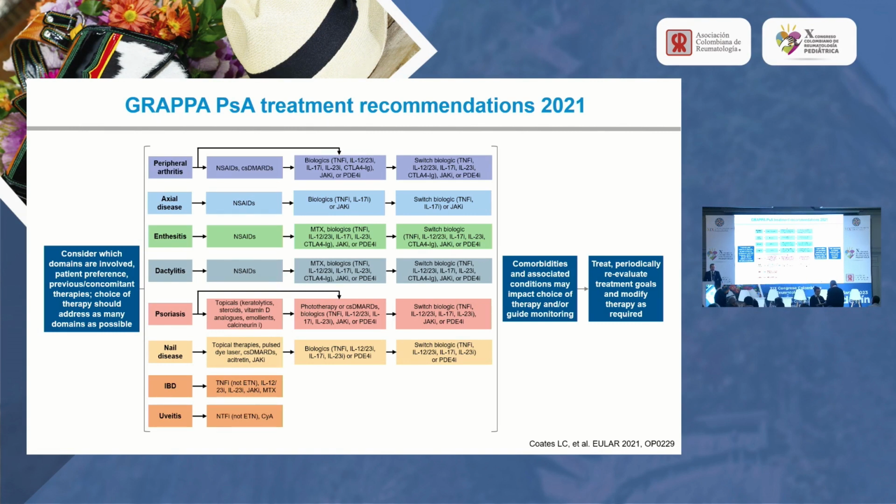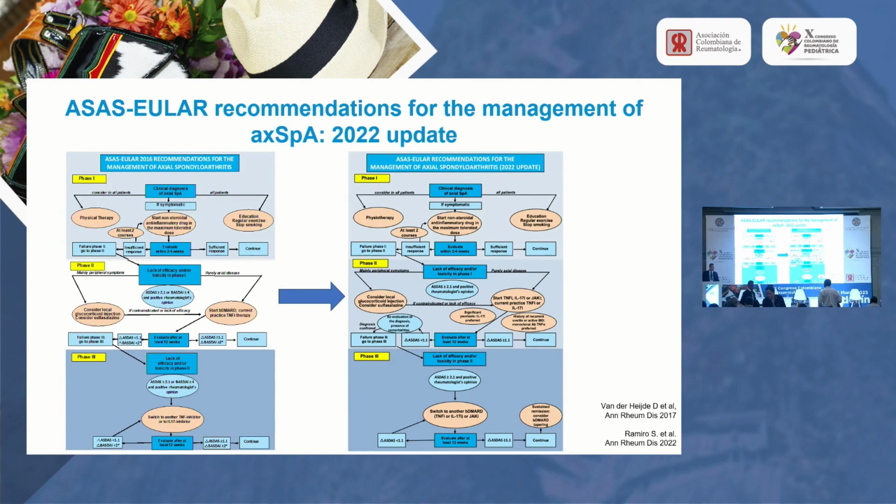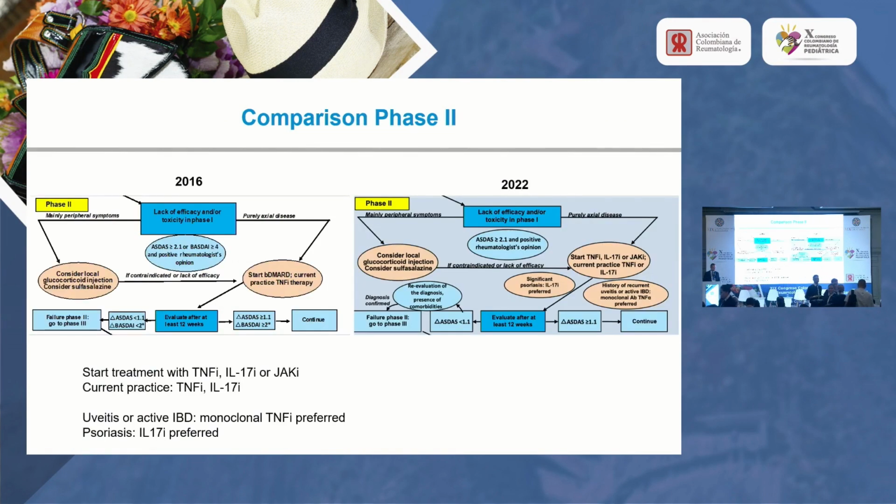This has been incorporated in the treatment recommendations for our patients. Here for psoriatic arthritis, these are the newest recommendations of GRAPPA, where IL-23, IL-17, and TNF blockers have been included as parts of the treatment options. And here you see also the ASAS-EULAR recommendation for axial spondyloarthritis, which unfortunately I cannot show you very well on the screen, but I will refer to it also later, where in the update we do not anymore rely only on TNF blockers, but have included IL-17 inhibitors as well in this algorithm.